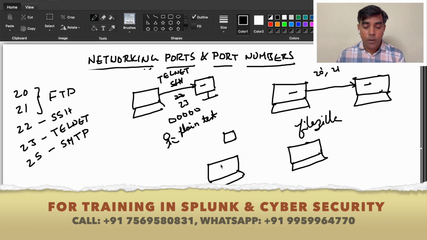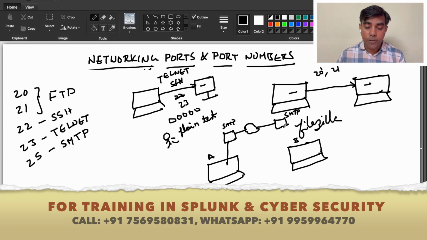So this is machine A and this is machine B. If you want to send an email to a person who is accessing machine B, first of all you have to send it to the SMTP server of machine A. And then what does it do? Through the internet, it sends it to the SMTP server of machine B.